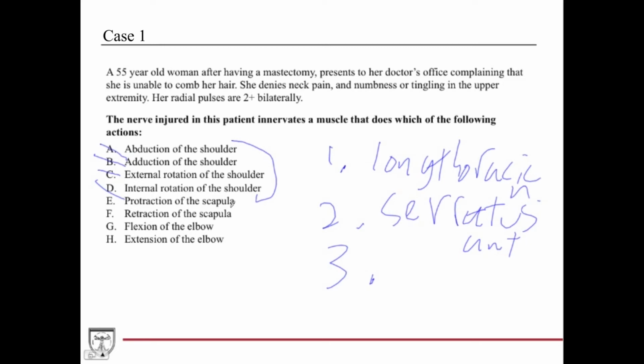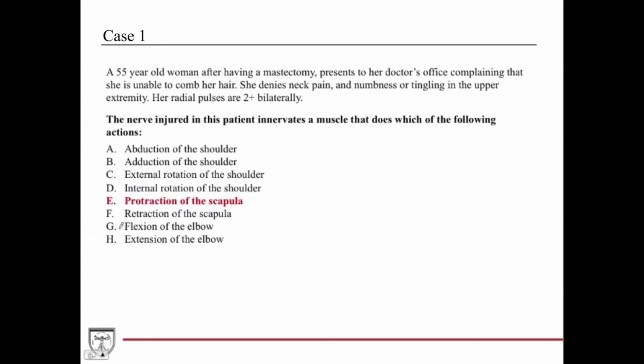So protraction of the scapula. Serratus anterior definitely does that, so that is essentially our answer. Retraction of the scapula is trapezius. Again, we talked about that's not likely the injury. Flexion of the elbow is brachialis and biceps. Those were not injured. Extension of the elbow is triceps. So again, to close this out, protraction of the scapula.